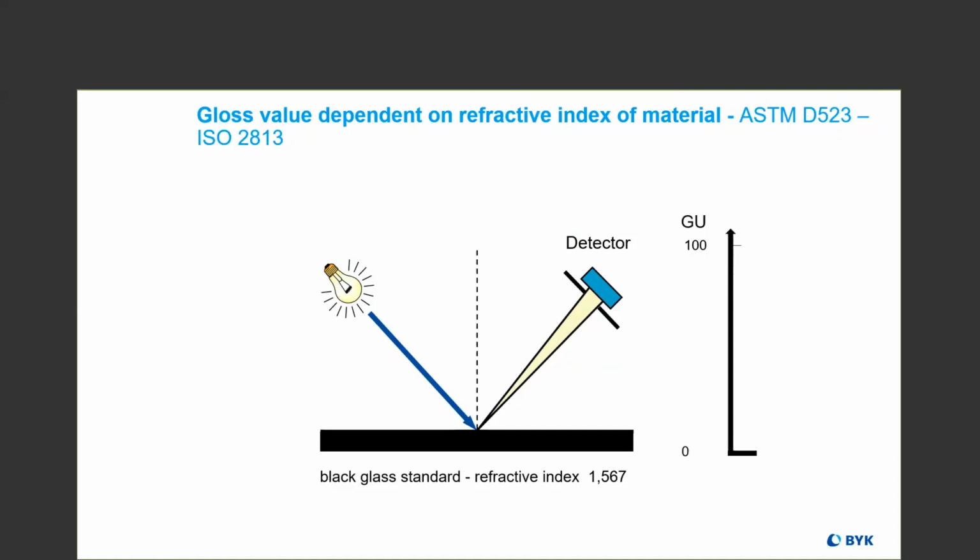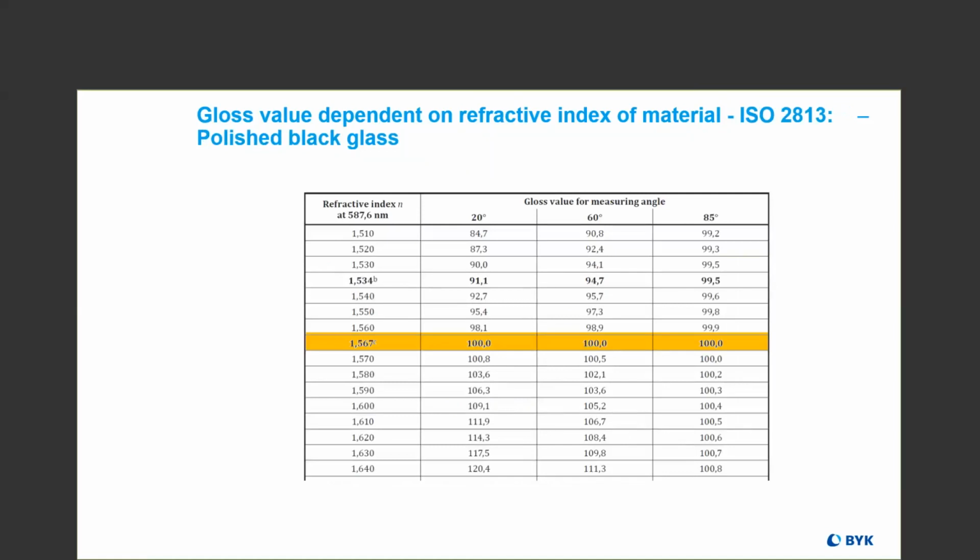So that's sort of the origin of the gloss unit scale, and all measurements since then have just sort of been based on that original black glass, with materials that are lower gloss measuring at lower than 100 gloss units, materials at higher gloss measuring at higher than 100 gloss units. But we can see from this chart here that it's not true for every material, every refractive index. The measured gloss you get is actually dependent on the refractive index of the material.